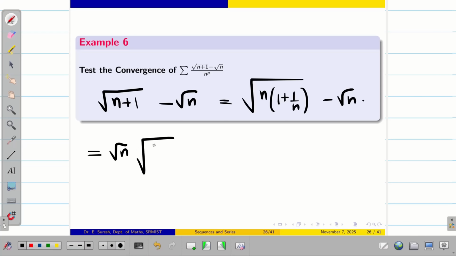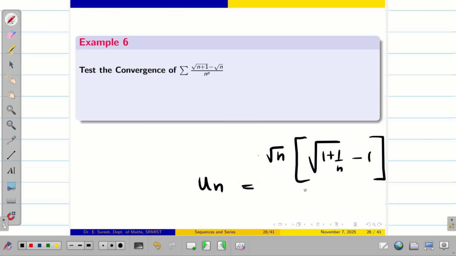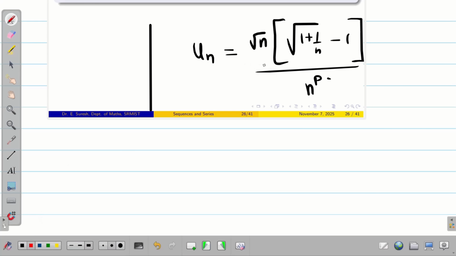that is root n into square root of 1 plus 1 by n minus root n. When you take root n in common, we have square root of 1 plus 1 by n minus 1. Now the nth term will be the numerator divided by n power p. We can further simplify this by just seeing the power. In the denominator we have p. In the numerator we have n power 1 by 2.